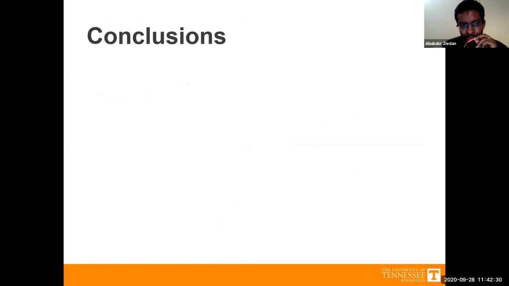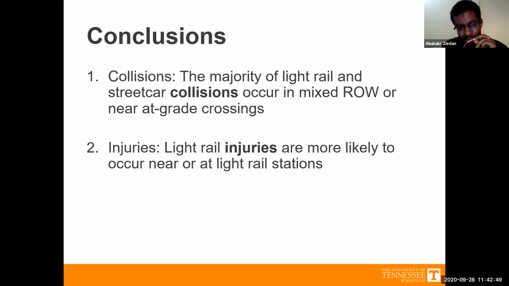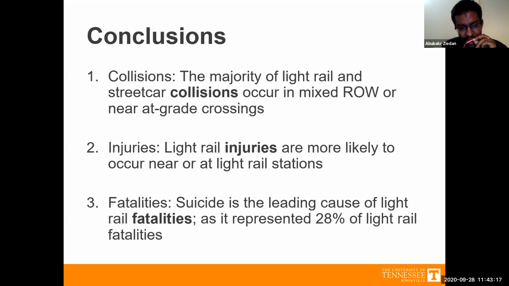Then finally, from this analysis, we have our 3 conclusions. We see that the majority of light rail and streetcar collisions occurred in mixed right-of-way or near at-grade crossings, as indicated by the findings from the multi-level negative binomial regression. Also, light rail injuries are more likely to occur at or near light rail stations, and this is a surprising result, as we anticipated that light rail stations would be more developed, have platforms, and platforms are generally expected to reduce collisions and injuries, but this was not the case here. And finally, suicide is the leading cause of light rail fatalities, representing 28% of them.